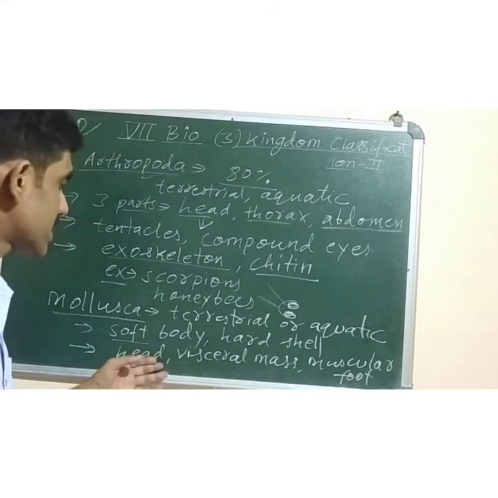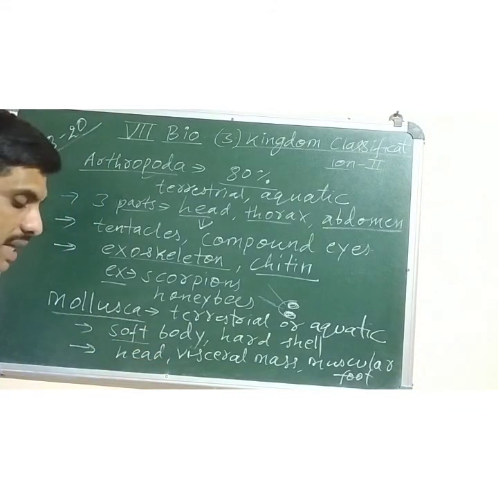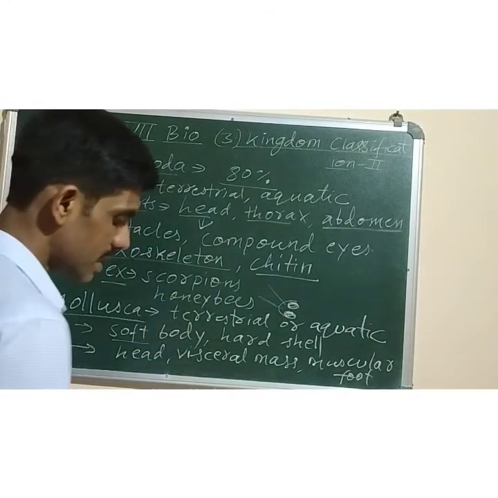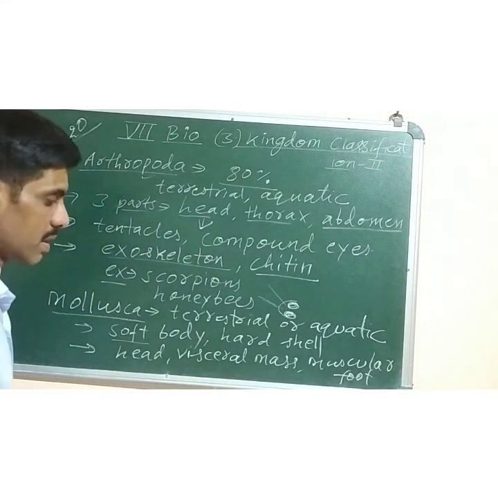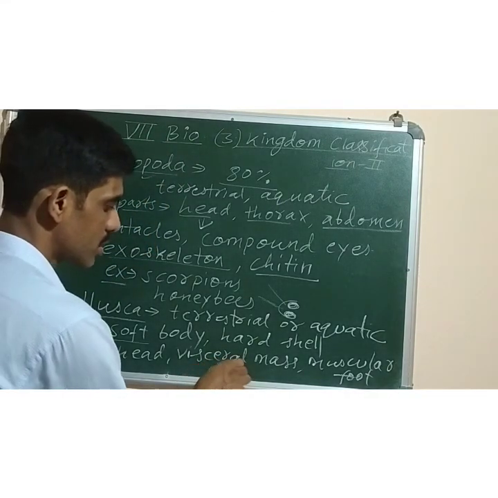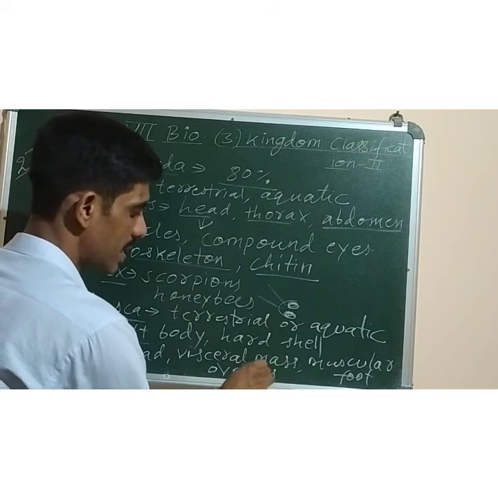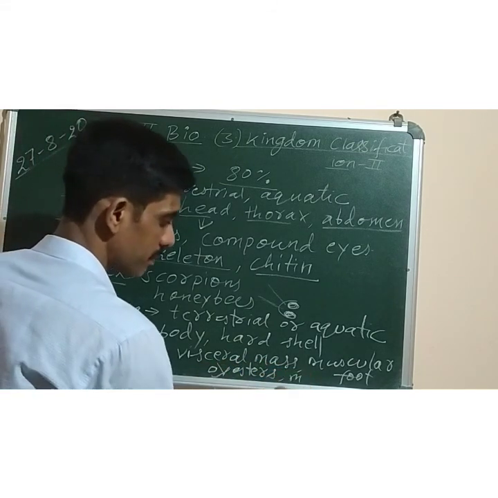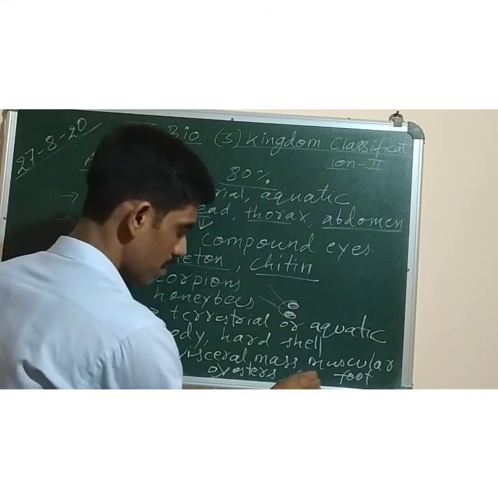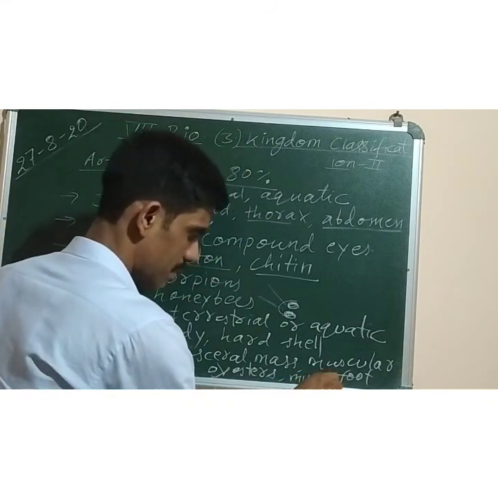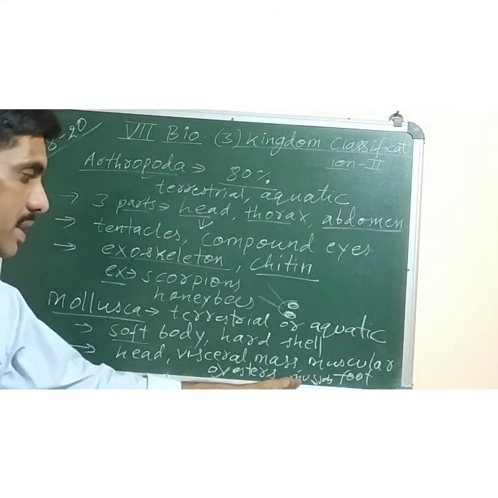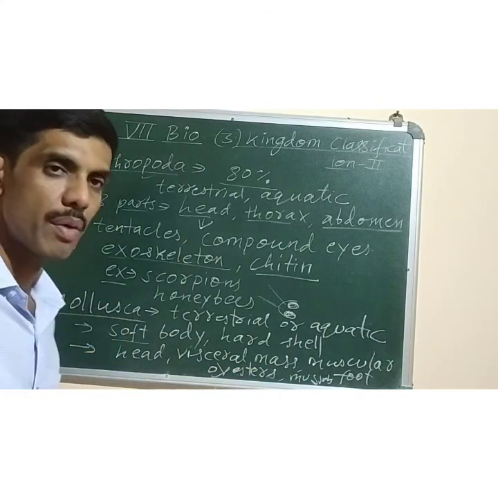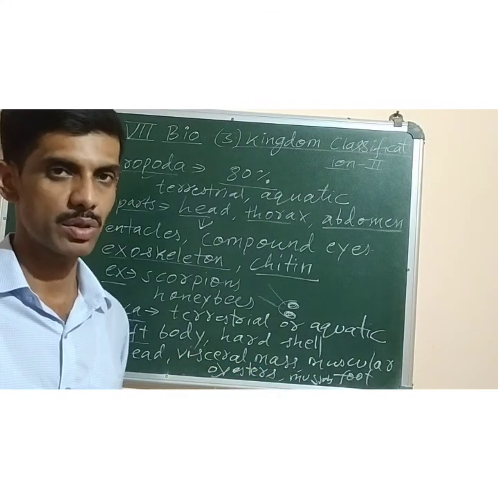Examples of animals which belong to this category are oysters and mussels. Oysters are those in which pearls are made inside their body. So oysters and mussels are the two examples of mollusks, the animals which belong to this group.